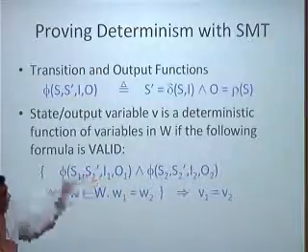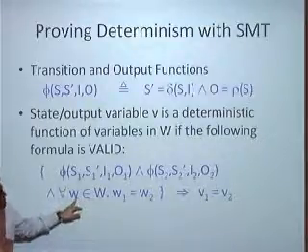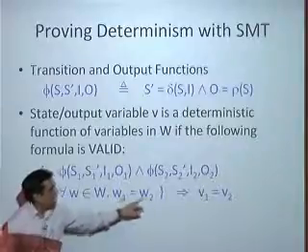And these runs are completely arbitrary, except that for all variables in capital W, the values are the same in run 1 and run 2.